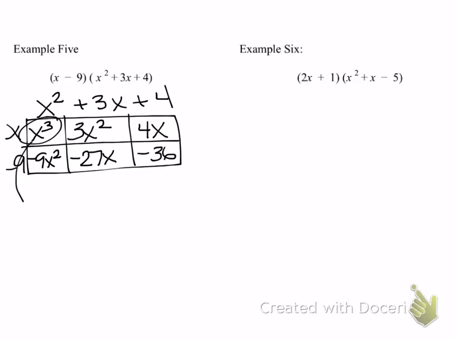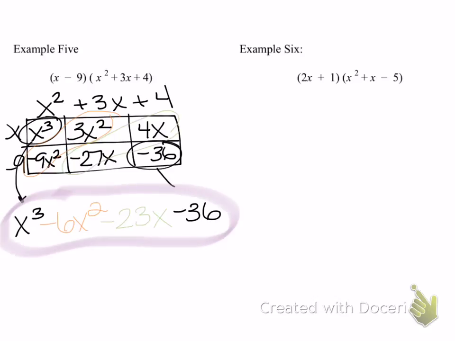So I'm first going to take down this x to the third. Then I'm going to combine these two in the diagonal. So 3 minus 9 gives me a negative 6x squared. The next thing I'm combining is this diagonal. So I've got 4 minus 27, which gives me a negative 23x. And then lastly, we're going to take that minus 36 there. Okay, so here's our wonderful answer for number 5. And let's just do it one more time for example number 6.